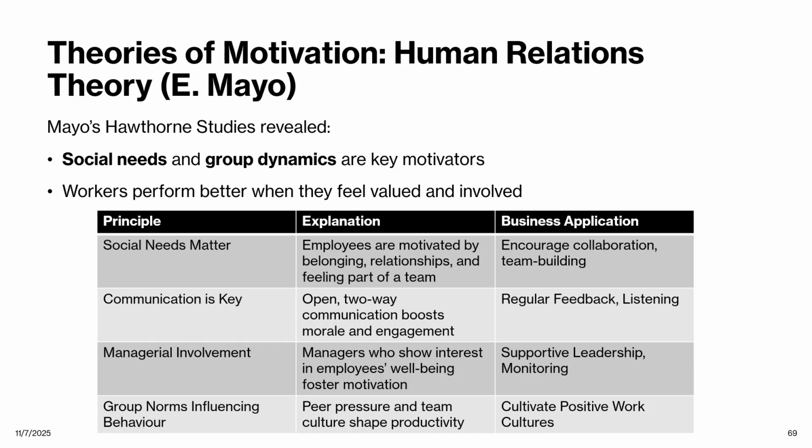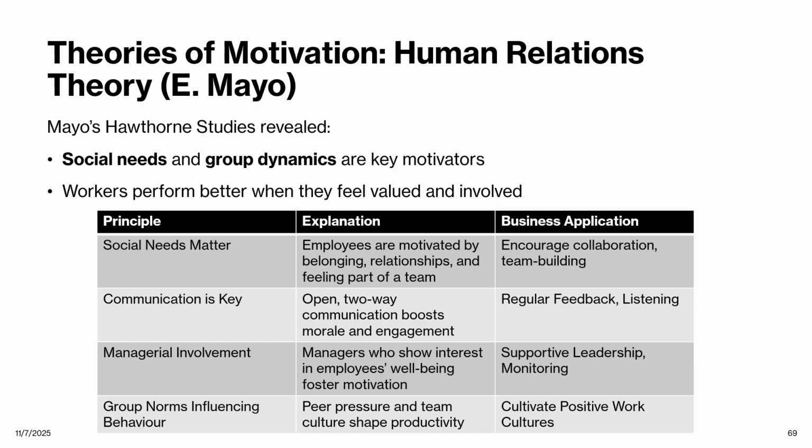Then we have E. Mayo's human relations theory. E. Mayo, at the beginning, believed in scientific management theory. However, he then carried out studies to reveal that social needs and group dynamics are the key motivators. So workers perform better when they're feeling valued and involved. One of the principles he assessed is that social needs matter. Employees are motivated by belonging, relationships, and feeling part of a team. This encourages collaboration and team building.